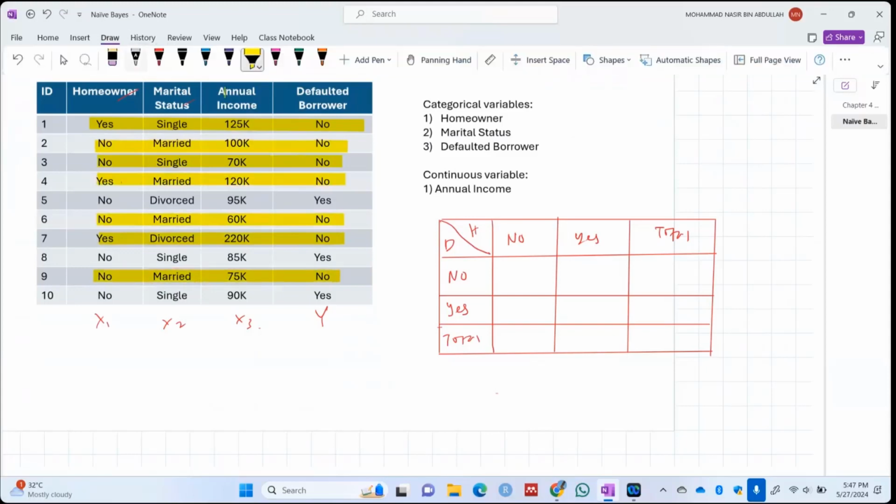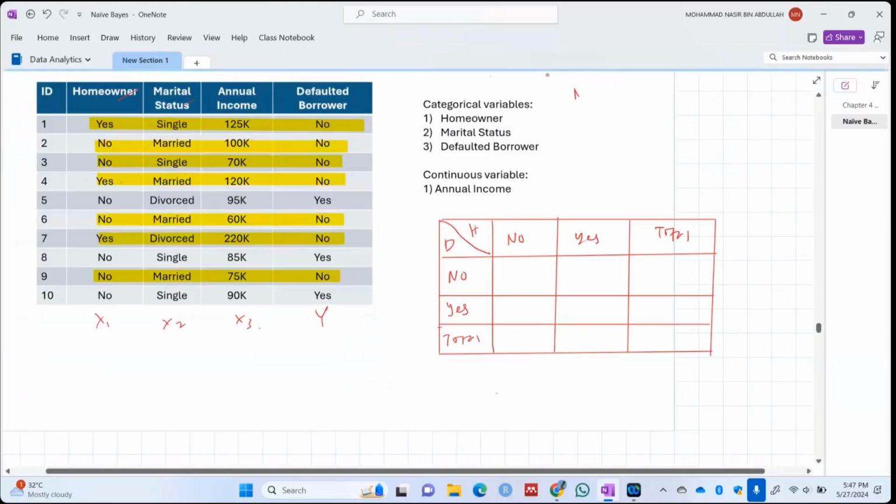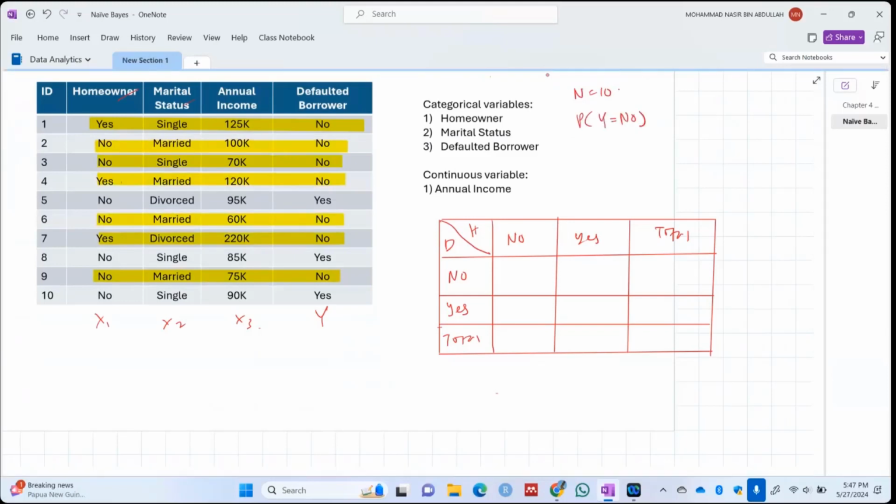So how many no? The total number of observations, capital N, equals 10. So probability of y equal to no is equal to 7 over 10. Remember the definition of probability: number of events divided by total number of events. So 7 is no divided by the total number, which is 10. This is 0.7. Probability of y equal to yes should be 0.3. It's the complement of 0.7.